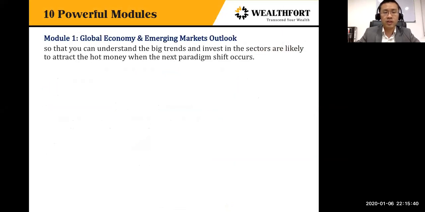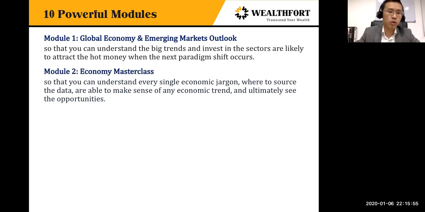So what will be covered in these 10 powerful modules? In module number 1, we will talk about the global economy and emerging markets outlook, so that you can understand the big trends and invest in sectors that are likely to attract the hot money when the next paradigm shift occurs. Module number 2, we'll talk about the economy masterclass. Now, some of you here may not understand the jargon that PC or I used just now, but by joining this economy masterclass in module 2, you'll be able to understand every single economic jargon, where to source the data, and make sense of any economic trend and ultimately see the opportunities. We'll share what sources we refer to when it comes to data mining. Then we'll find all these charts and interpret them together.